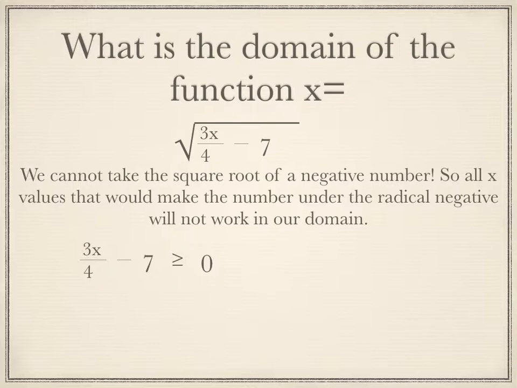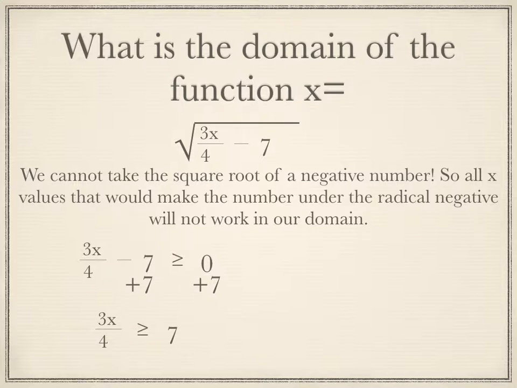So now we're going to go ahead and solve this inequality. We want to get x by itself. So what's the first thing we want to move to get x on a side by itself? We want to move the 7. So the opposite of subtracting 7 would be adding 7. And what we do to one side, we also have to do to the other. So we get 3x over 4 is greater than or equal to 7.